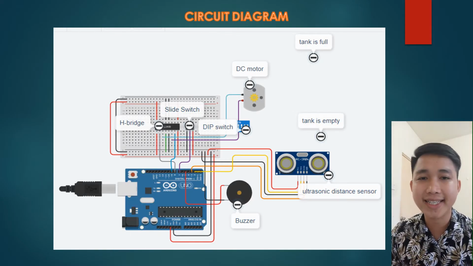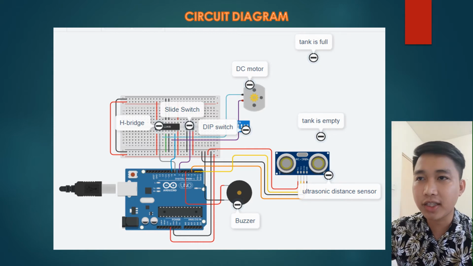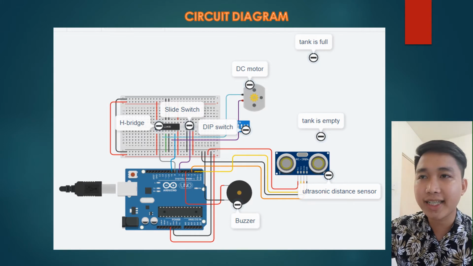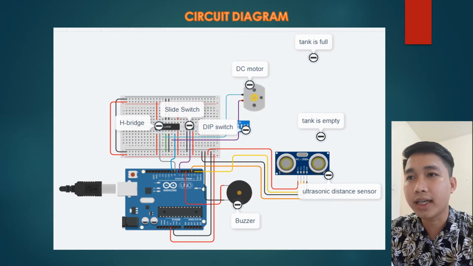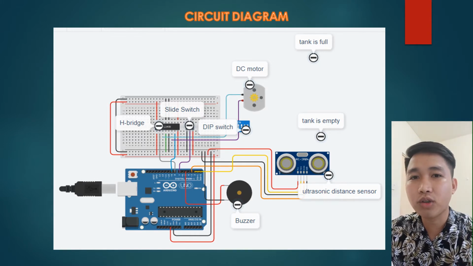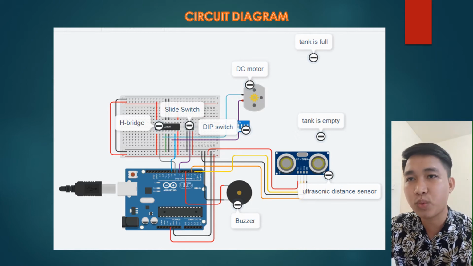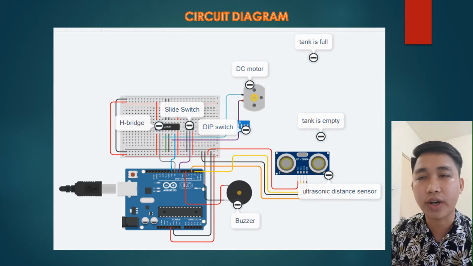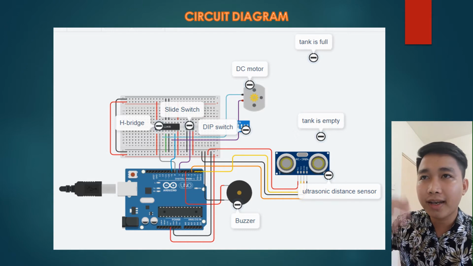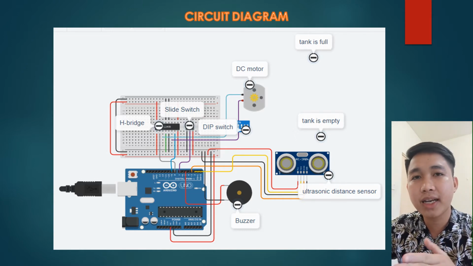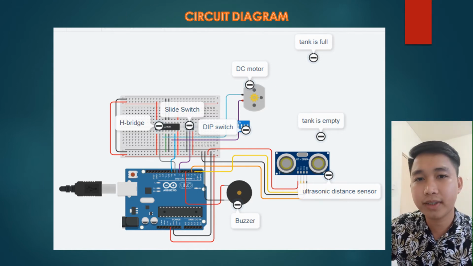So here is my circuit diagram. As we can see here, my circuit diagram contains the Arduino and also the breadboard, and the other devices that I use are the buzzer, H-bridge, slide switch, dip switch, ultrasonic sensor and DC motor. And this is the situation that represents the actual product.